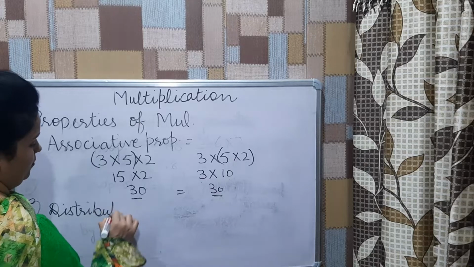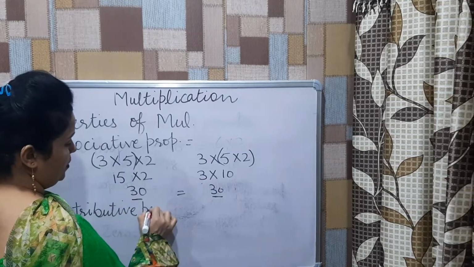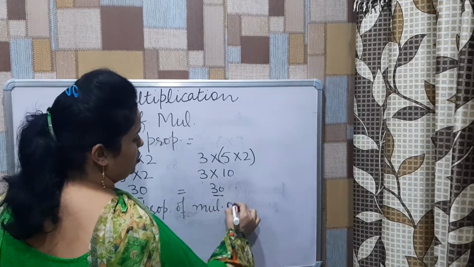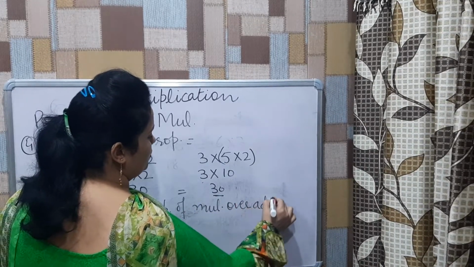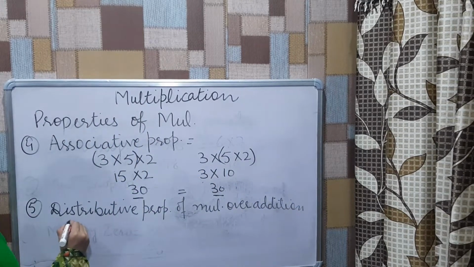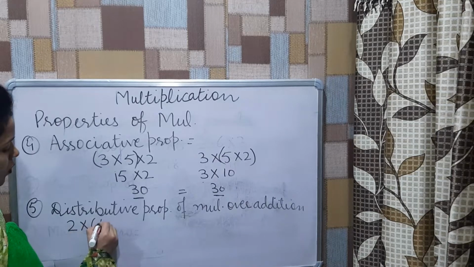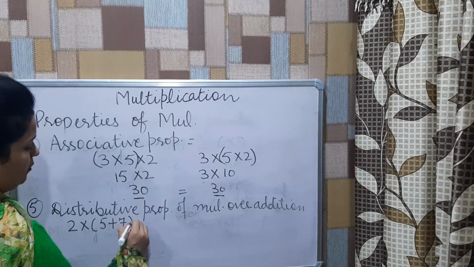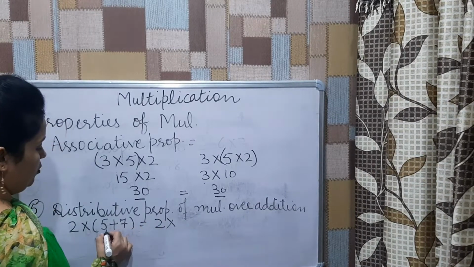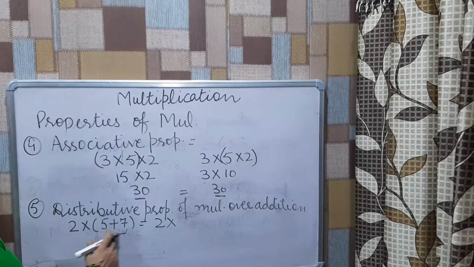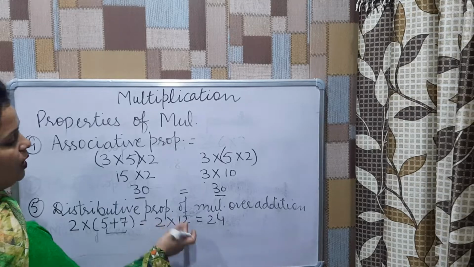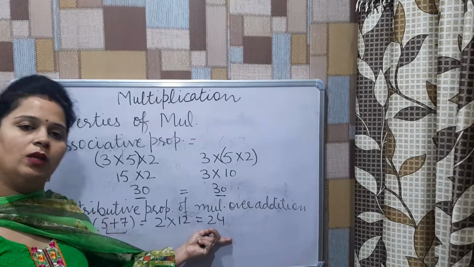Distributive property of multiplication over addition. Now children, suppose I have to multiply 2 into 5 plus 7. One way is that you add the two numbers. 5 plus 7 will give me 12. So 12 2s are 24, or 2 times 12, 2 into 12 will give me 24.